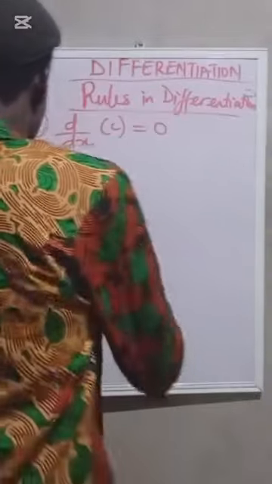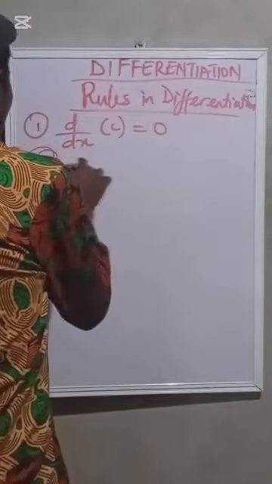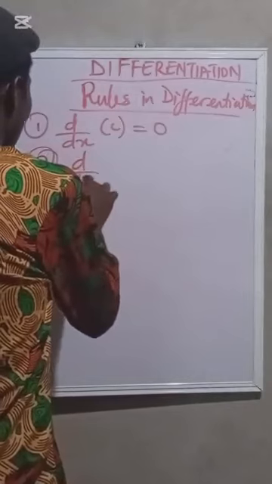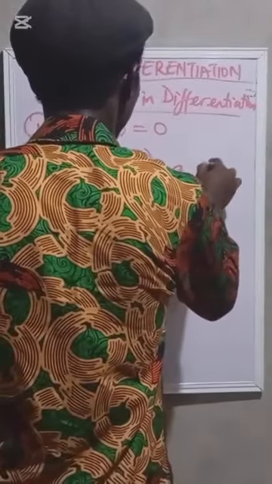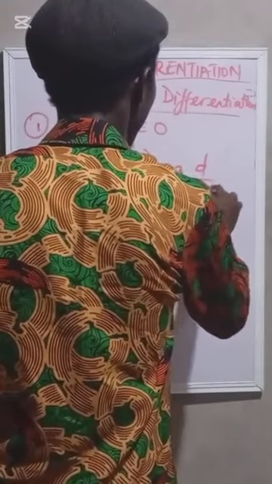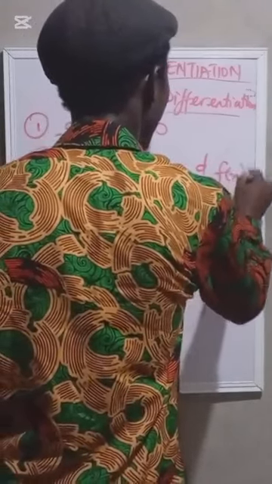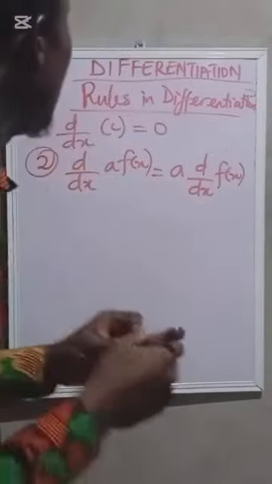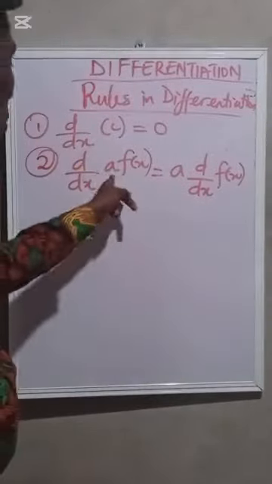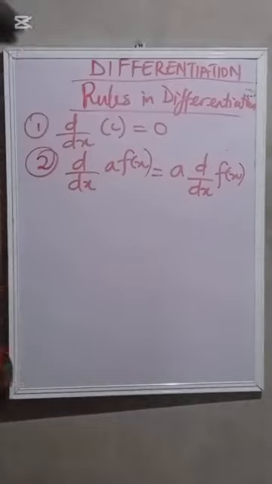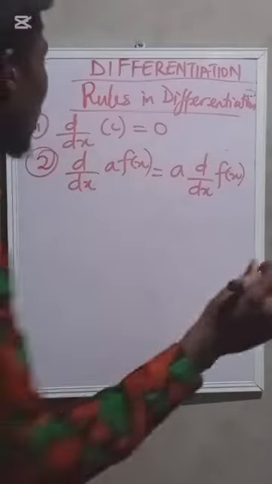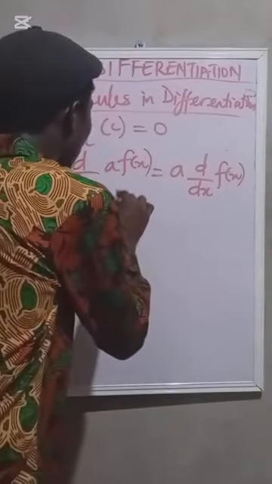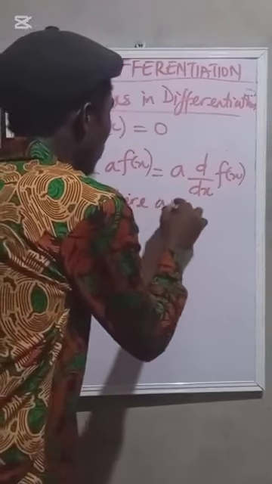The second thing, number 2, is the differential of a times f of x. It's going to give you a times the differential of f of x. What does this mean? This means that when you have a number and that particular number, let me give you a condition, where a is a constant.